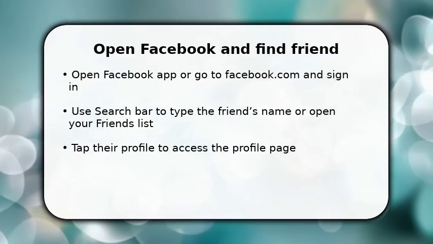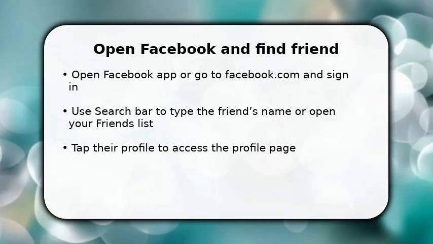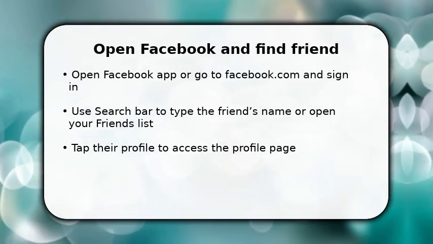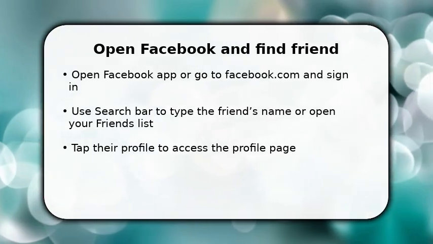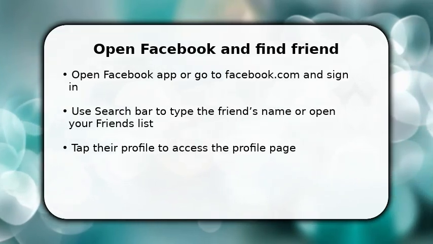You start by opening Facebook and signing in. This ensures you see the same interface and privacy options. Once done, use the search bar or your friends list to locate the person quickly, because accuracy avoids adding the wrong profile. Make sure you tap their profile to open it.